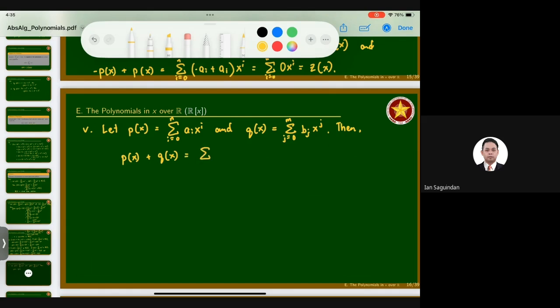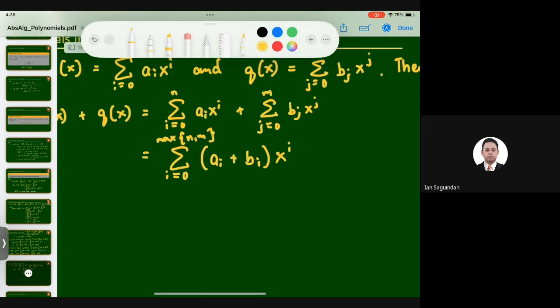So this should be the summation of a sub i, x to the i, running from 0 up to n, plus the summation of b sub j, x to the j, running from 0 up to n. So this should be the summation of, again, the i as the indexing variable will dominate j without loss of generality, and we will terminate at whichever is higher between n and m.